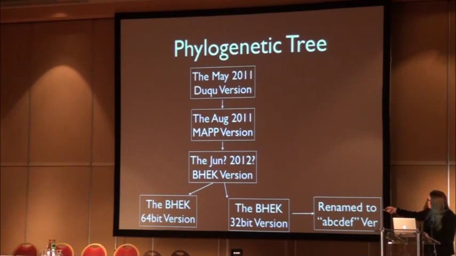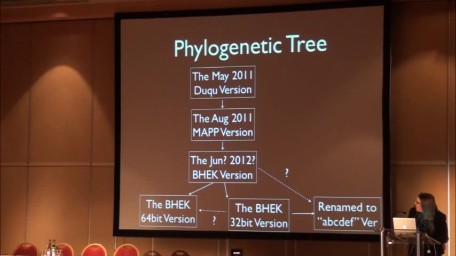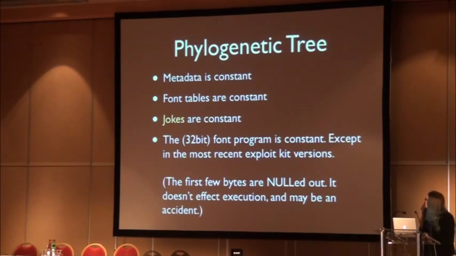Anyway, the other curious thing is there's this 64-bit version, and I don't know exactly where that came from. It looks like it's derived from the 32-bit version, but these are all pretty close, so it's hard to tell which direction the arrows go. The 64-bit version is almost identical to the 32-bit version, but with a few other small changes, which I have on this slide. And yes, literally the metadata in the files is identical. All the font tables are identical, and they're in the exact same places. All the jokes in the font are constant.